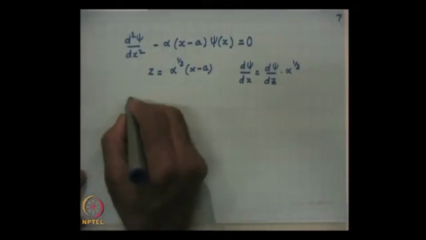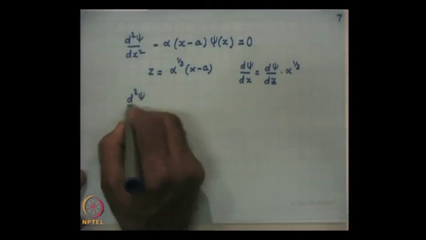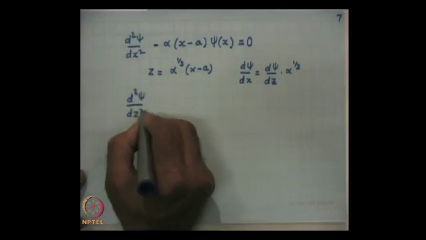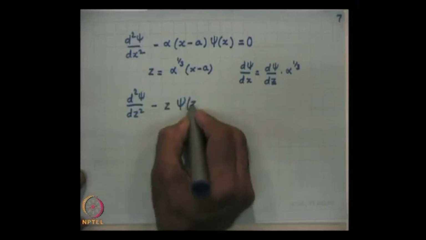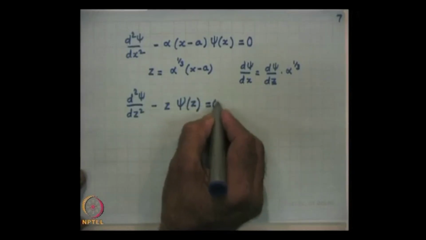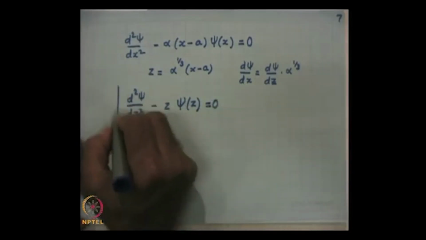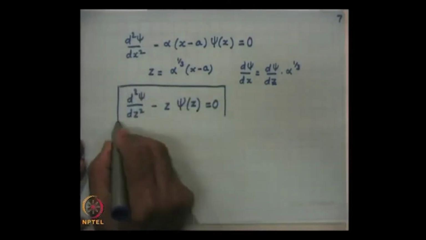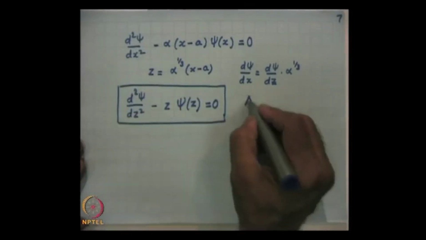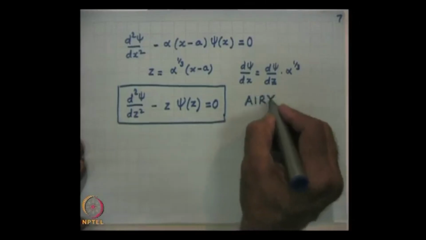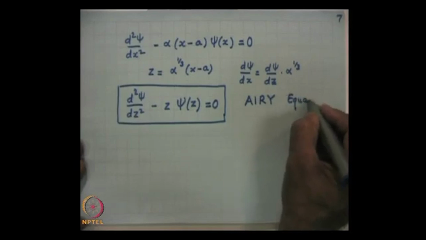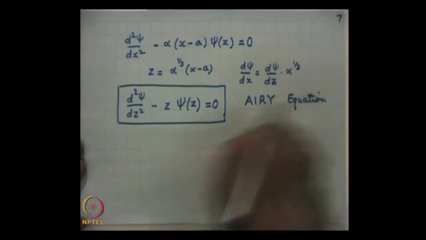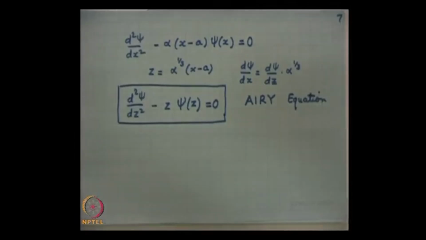and you will obtain d2 psi by dz square minus z psi of z is equal to 0. This equation is known as the Airy equation, after the name of the British astronomer G.B. Airy. The rigorously correct solutions of this equation are known as the Airy functions.